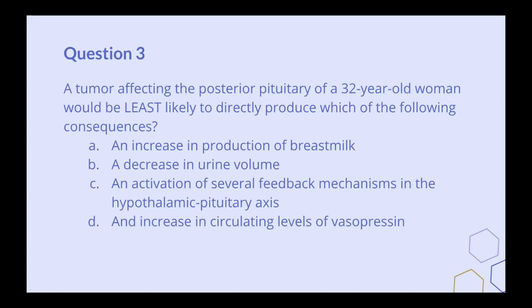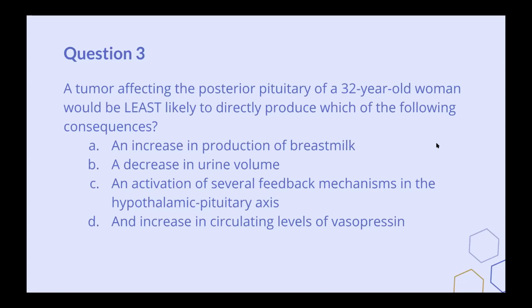A decrease in urine volume. I was thinking, well, ADH would in fact decrease urine volume by increasing the reabsorption of water. And an activation of several feedback mechanisms is very possible since we're talking about the hypothalamic pituitary axis, and the increase in vasopressin is also possible. So I was just thinking A, just because we have no information about whether this woman is pregnant or not.